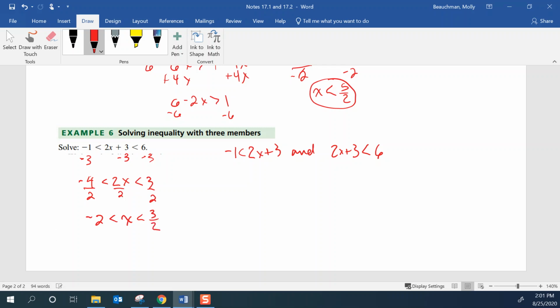Okay? If you were to separate, you would do the same steps. You would still subtract 3. We'd get negative 4 is less than 2x, divide by 2. Then we would do the same here, subtract 3 from both sides first, divide by 2. Then you could put them back together at the end.